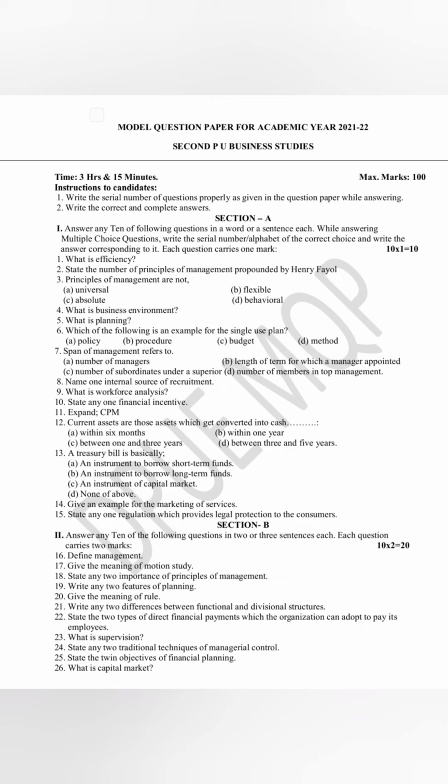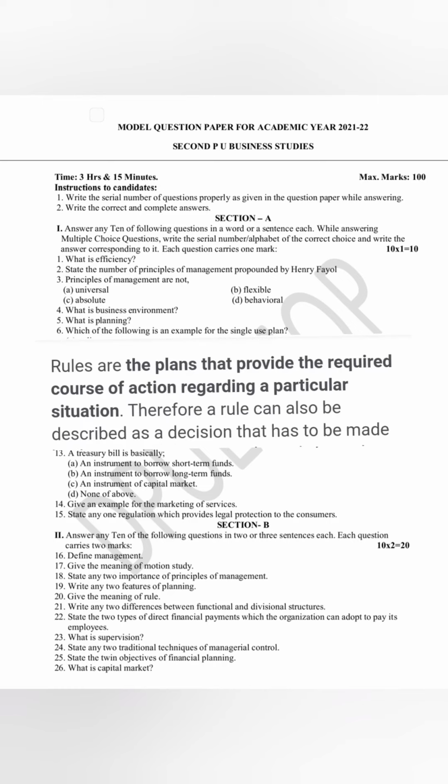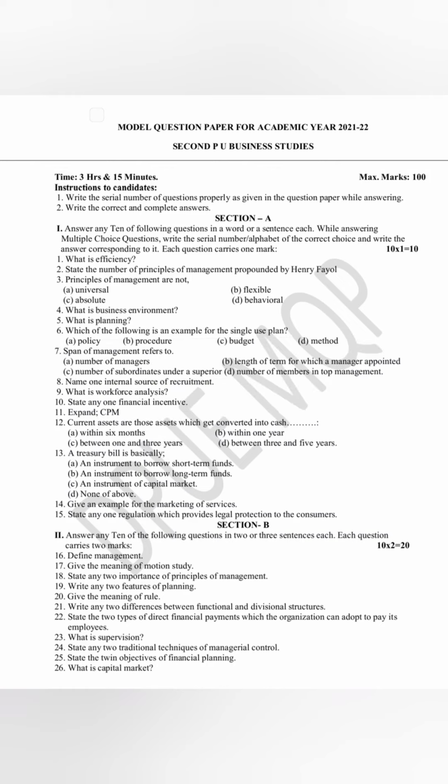Write any two features of planning. Planning is futuristic, planning is pervasive, planning is continuous, planning helps to achieve goals. Give the meaning of rule. Rules are a certain course of action to be followed while undertaking any business activity. While conducting the business activity, this is the course of action to be taken.